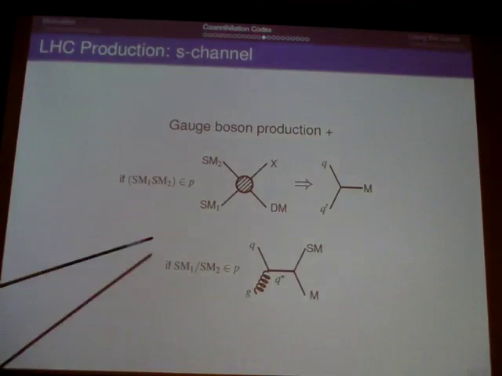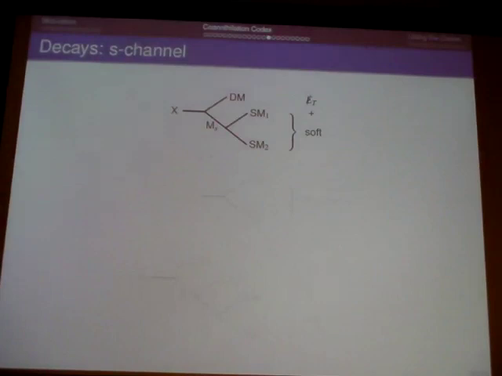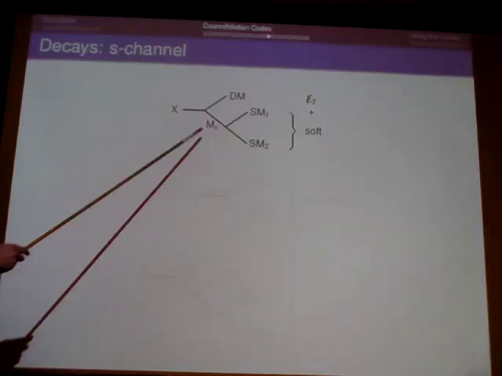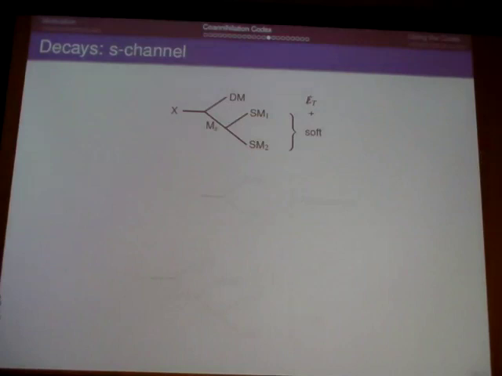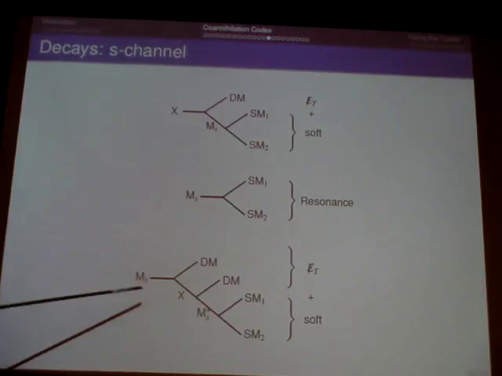If only one of the standard model particles is in the proton, then through a diagram like this, you can pair produce the mediator with the other standard model particle. So that's production. Now when we go on to decay, the X can decay to dark matter and soft standard model particles through the coannihilation diagram, as we saw in the common channel. We hadn't resolved this vertex before, but now we're in the S channel, we can resolve this vertex and put in the S channel mediator. Now we can talk about how the mediator is going to decay. It can either decay through the right-hand side of the coannihilation diagram, and go resonantly to two standard model particles. Or it can first go through the other side of the coannihilation diagram, go to X dark matter, and then X can decay as above.